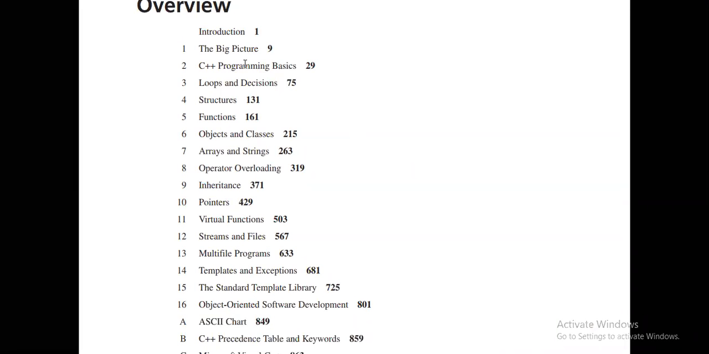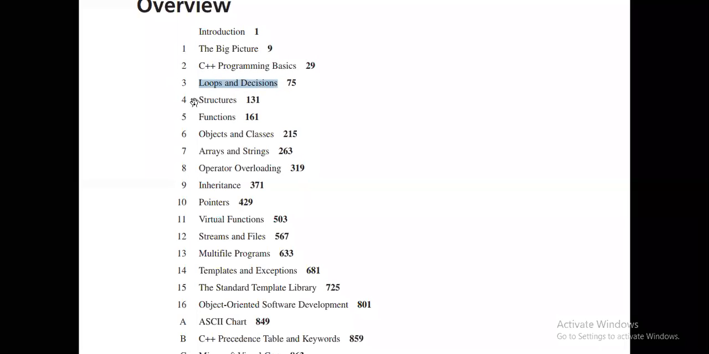The big picture: the basic discussion about why we need C++, what object-oriented programming is, and what the difference is between a procedural programming language like C, and C++. Then we have the C++ basics, like what is integer, what is float, different data types, how you can print a variable, how you can take input for a variable. If you have confusion or if you forgot how C works, you can go through this chapter, C++ programming basics. Today I will discuss this chapter, and tomorrow we will discuss loops and decisions.